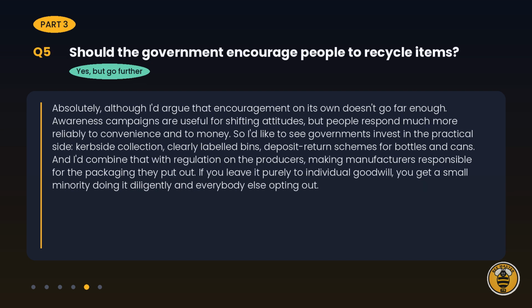Question 5. Absolutely, although I'd argue that encouragement on its own doesn't go far enough. Awareness campaigns are useful for shifting attitudes, but people respond much more reliably to convenience and to money. So I'd like to see governments invest in the practical side: curbside collection, clearly labelled bins, deposit return schemes for bottles and cans. And I'd combine that with regulation on the producers, making manufacturers responsible for the packaging they put out. If you leave it purely to individual goodwill, you get a small minority doing it diligently and everybody else opting out.